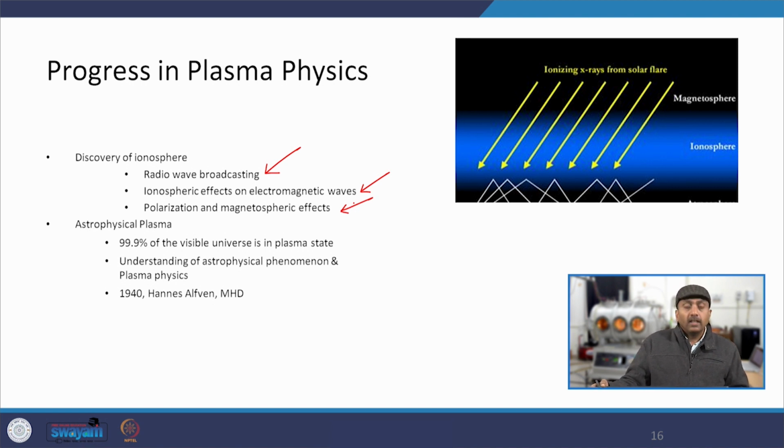Now, another very interesting branch of physics is astrophysics. When you consider astrophysical plasmas, we have to remember that 99.9% of the visible universe exists in the plasma state. So, if you want to understand astrophysical plasma, plasma physics is the only branch of physics which can directly deal with these states of matter. Understanding of astrophysical phenomena is very essential and can only happen with the knowledge of plasma physics.